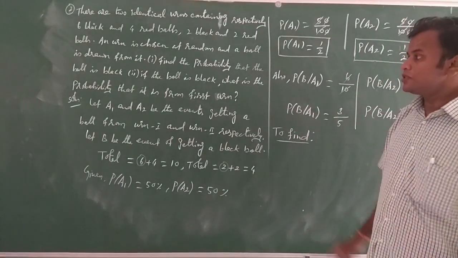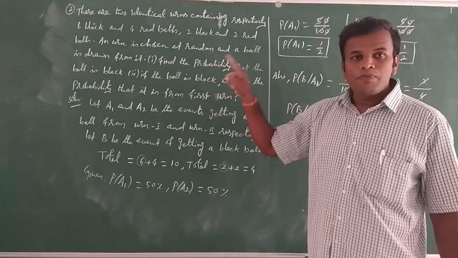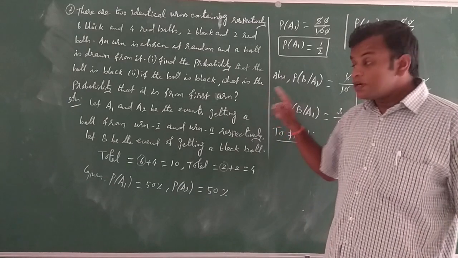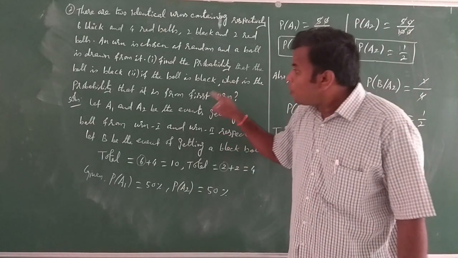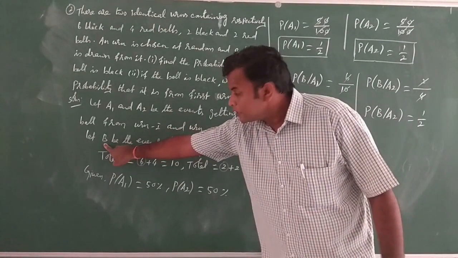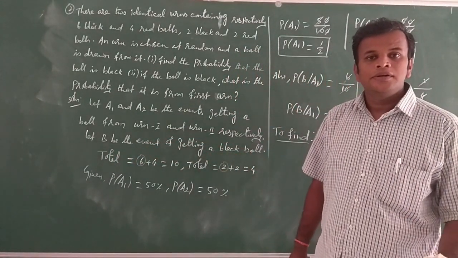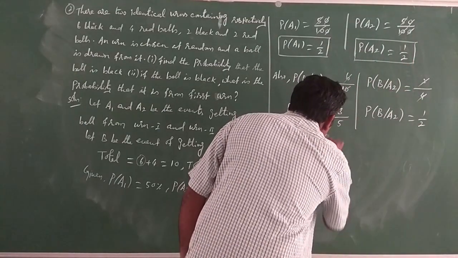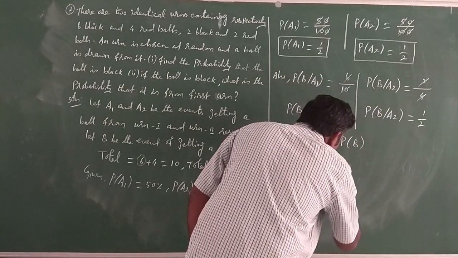Okay, what is the first submission? You see the question: find the probability that the ball is black. Only one line, that the ball is black. What is the name of the event? Suppose the ball is black, the event name will be taken as B, the event of getting a black ball. So to find the first one, P of B.